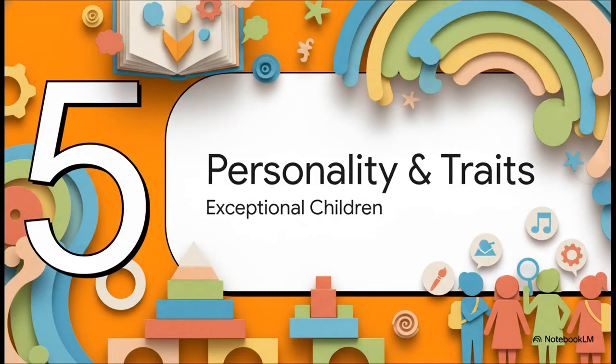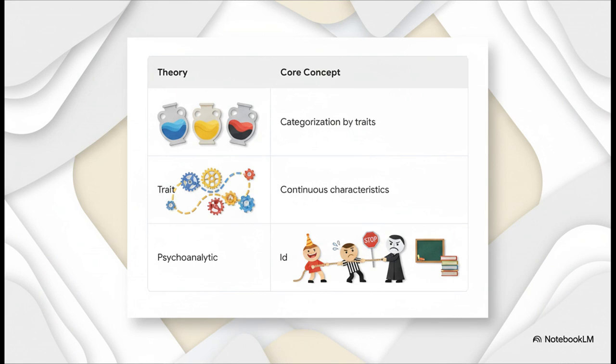Let's move to our final classroom and see how all this builds together. Section 5, Personality and Exceptional Children. Every single student's personality is wildly complex, and psychology gives us a few different lenses to make sense of it. Type theory categorizes people into distinct buckets, kind of like how the ancient Greeks classified temperaments by body fluids. Wild, right? Then there's trait theory, championed by folks like Allport, which looks at continuous characteristics like extroversion or agreeableness that drive our everyday behavior.